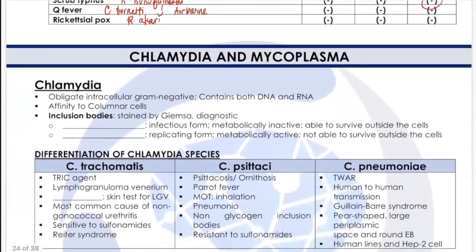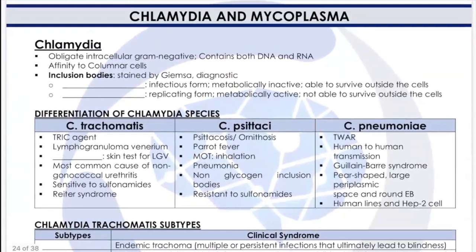Then let us proceed to chlamydia and mycoplasma. So let us start with chlamydia first. So katulad ng Rickettsia, it is also an obligate intracellular gram-negative organism that contains both DNA and RNA. So chlamydia has a special affinity to columnar cells, and considering na medyo mahirap siyang i-culture, pwede na nating gawing diagnostic test yung staining with the use of Giemsa stain. And maghahanap tayo ng characteristic inclusion body of chlamydia.